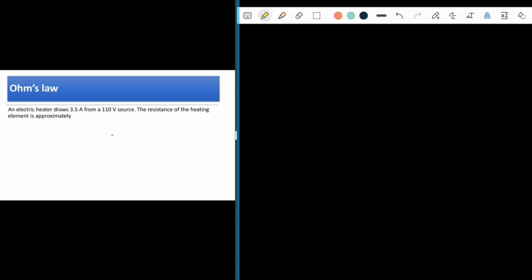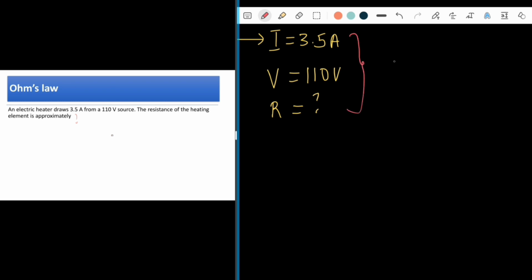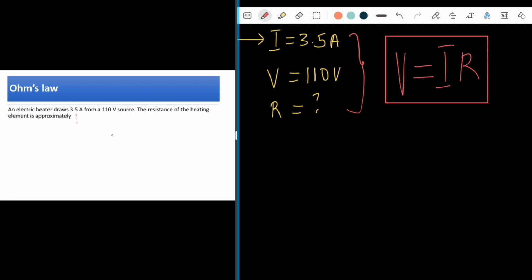So the question says an electric heater draws 3.5 amps from a 110 volt source. The resistance of the heating element is approximately, we have the current as 3.5 amps. We have the potential difference, which we have as V, 110 volts. Then what else do we have? We're asked to calculate the resistance. Here we write out the equation that connects all of this, and that's Ohm's law. You have that right there. Then you just substitute your values.